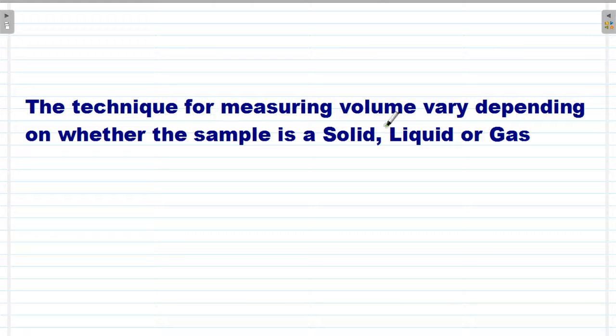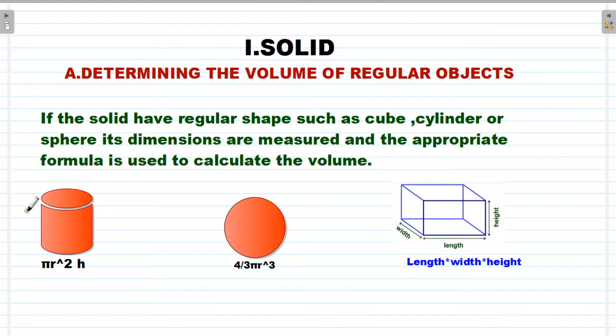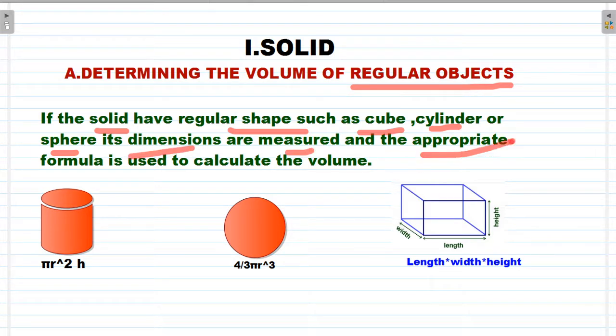The technique for measuring volume varies depending on whether the sample is solid, liquid or gas. First, solid. Determining the volume of regular objects: if the solid has a regular shape such as a cube, cylinder or sphere, its dimensions are measured and the appropriate formula is used to calculate the volume.